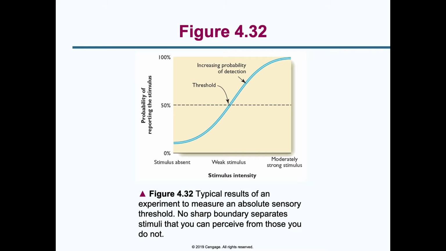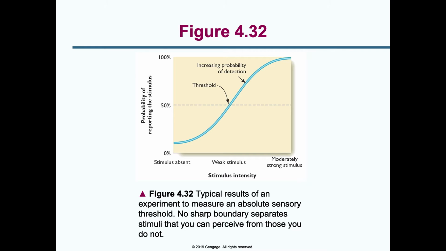And of course, the stronger it is as you get to the top here, the moderately strong stimulus is when 100% of the time most people will report hearing whatever sound was given in the right ear or the left ear. Okay, so the stronger the stimulus, the better chance someone detects it.